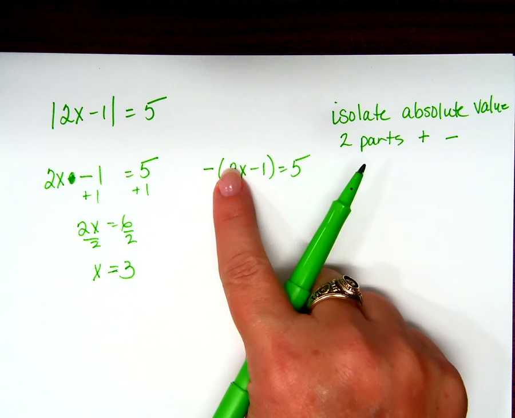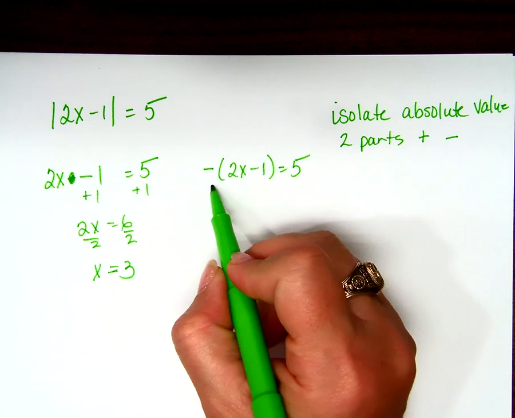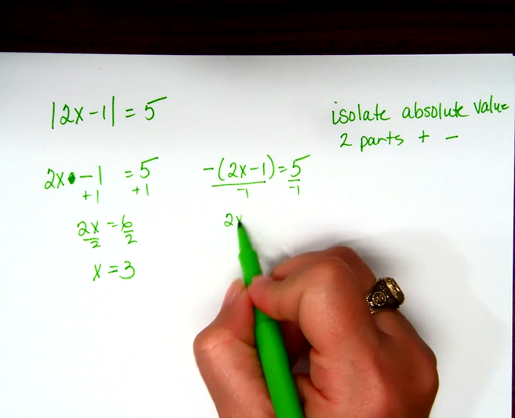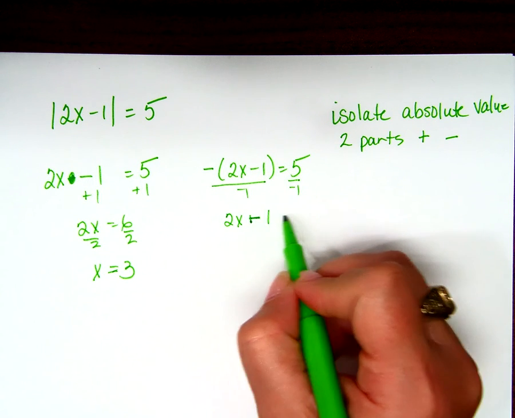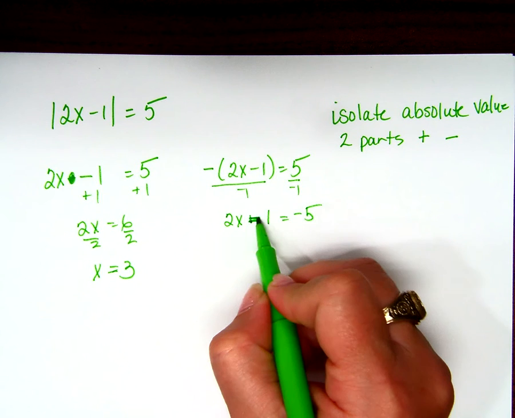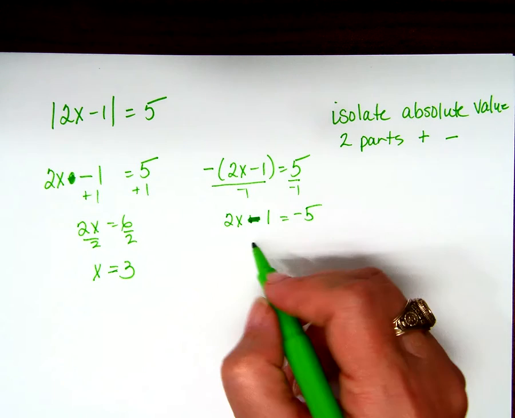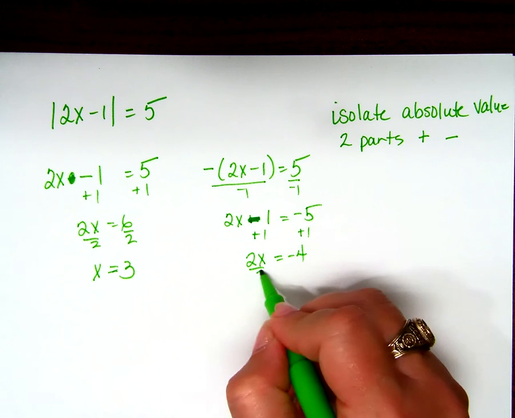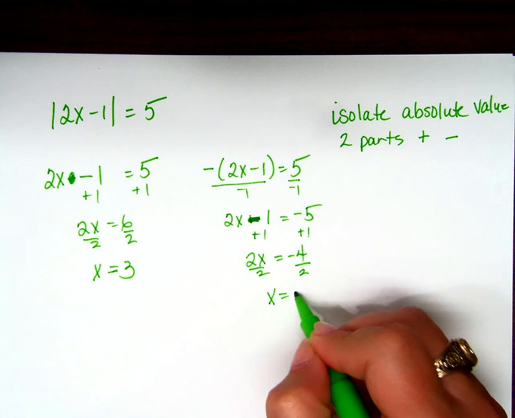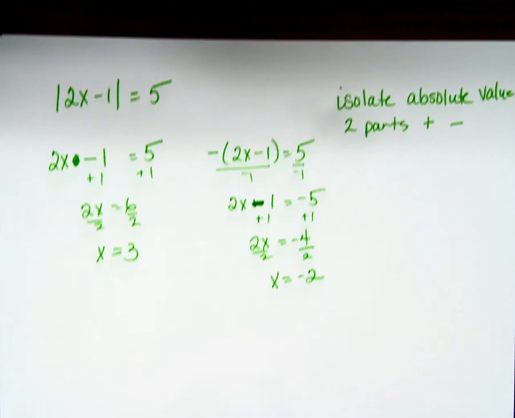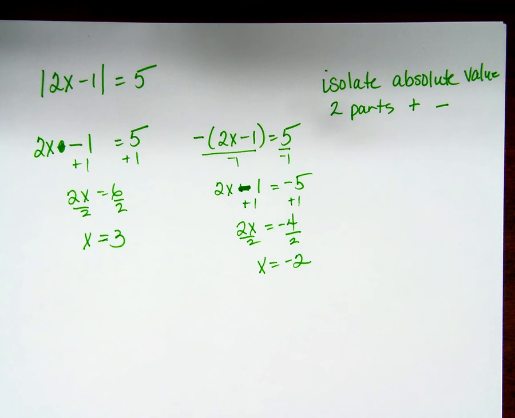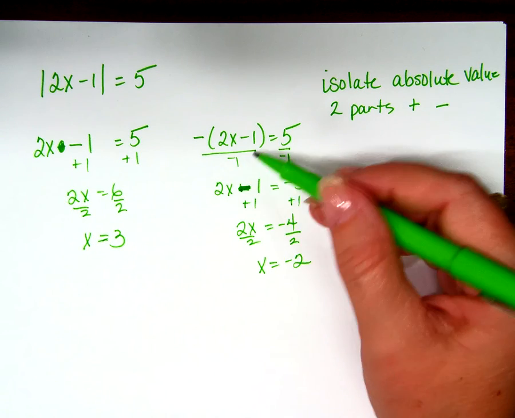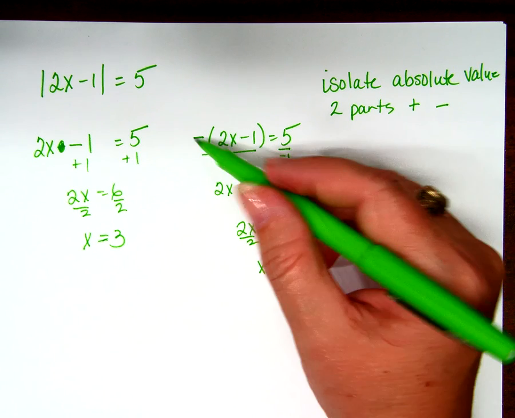Here we could either distribute the negative throughout the problem, or we could divide it by -1 from the beginning to still have 2x minus 1 equals -5. That's a minus. Adding 1 to both sides gives me 2x equals -4. So when I divide by 2, I get x equals -2. Right here, I divided both sides by a negative to get rid of that negative sign.